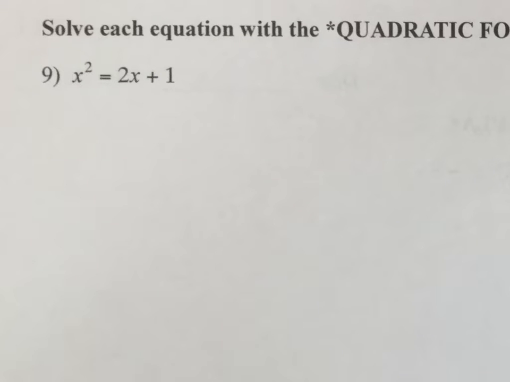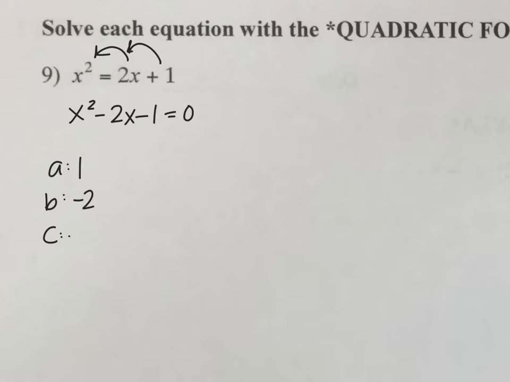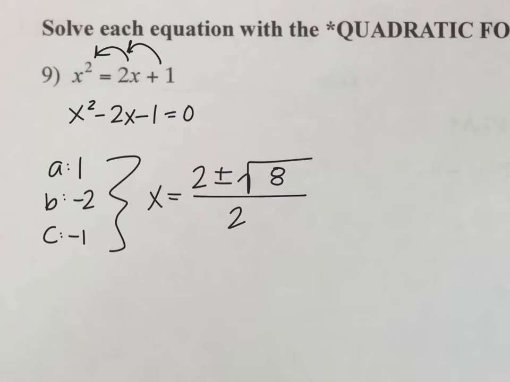Okay, last one. Remember, we got to make it equal 0. I'm going to move both of these things over. So x squared minus 2x minus 1 equals 0. A is 1 because there's no number in front of the x squared. B is -2, C is -1. All right, so I've got x equals 2 plus or minus the square root of 8 all over 2.